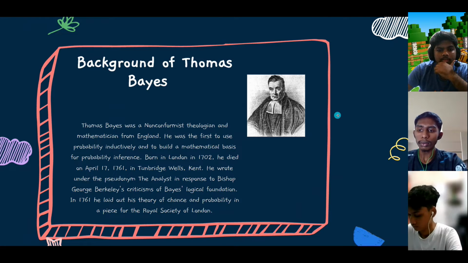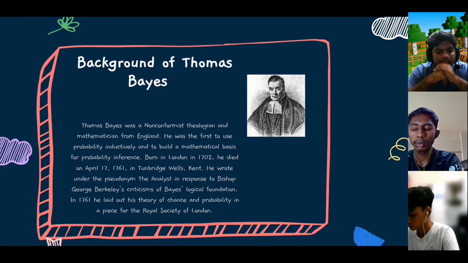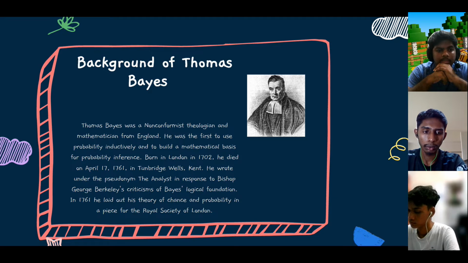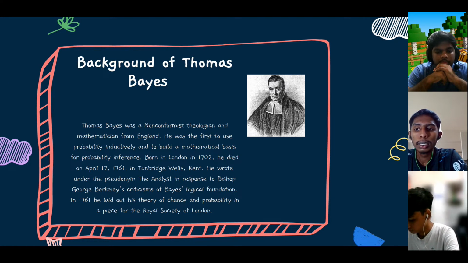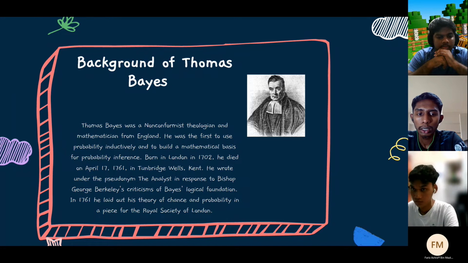Okay, so this is the background of Bayes. Thomas Bayes was a non-conformist theologian and mathematician from England. He was the first to use probability inductively and to build a mathematical basis for probability inference. Born in London in 1702, he died in April 1761 in Tunbridge Wells, Kent. He wrote under the pseudonym The Analyst in response to Bishop George Berkeley's criticism of Bayes' logical foundation. In 1761, he laid out his theory of chance and probability in a piece for the Royal Society of London.